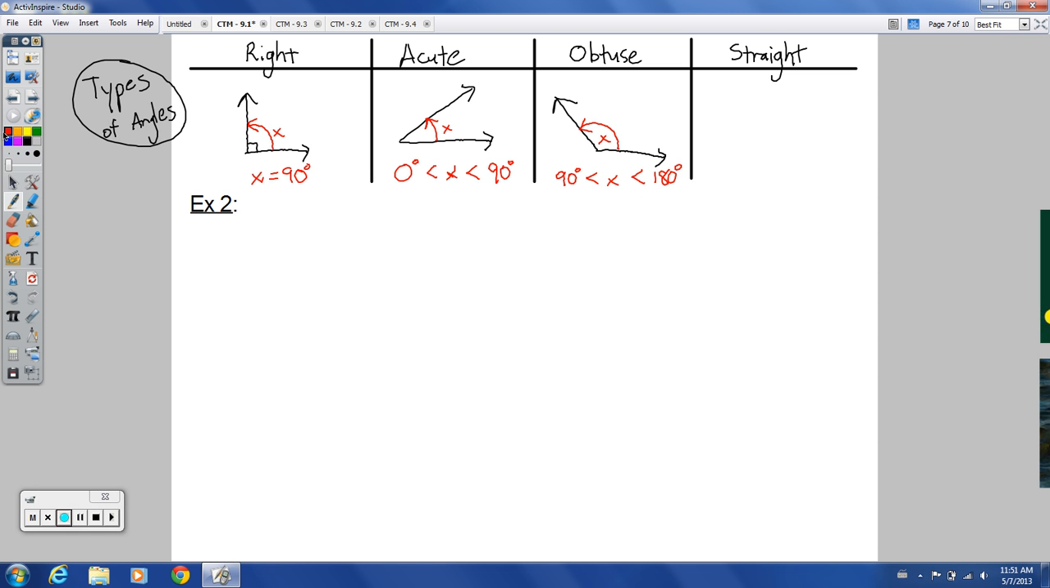And with a straight angle, think of a straight line. You've got a straight line. The angle itself here, from here to here, calling that X, X would be equal to 180 degrees. If you go all the way around in a circle, that's 360.